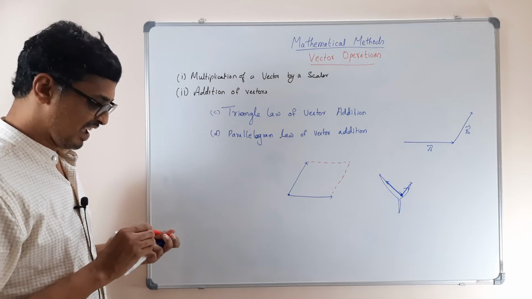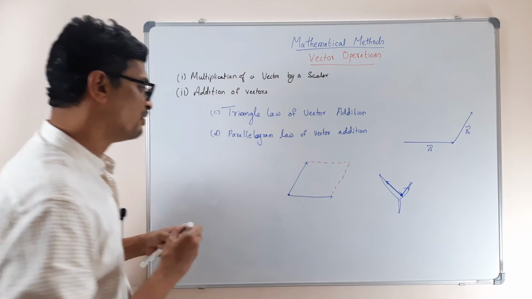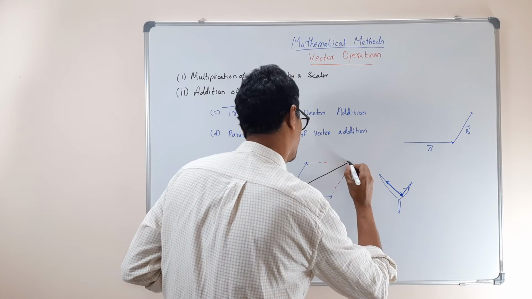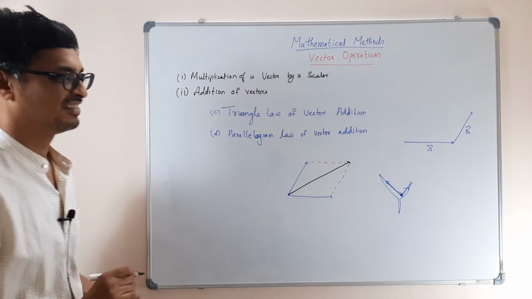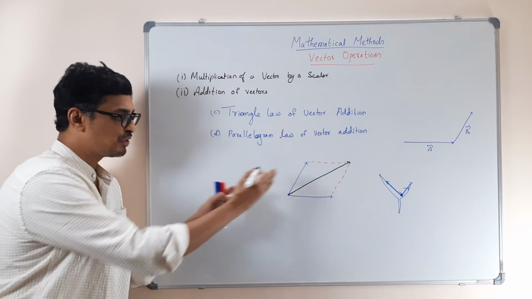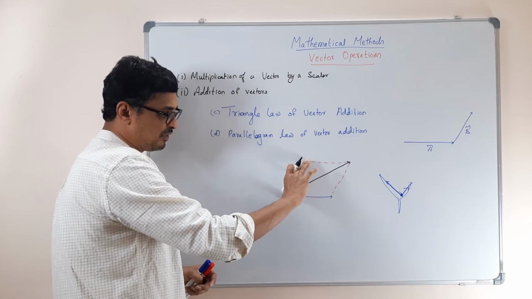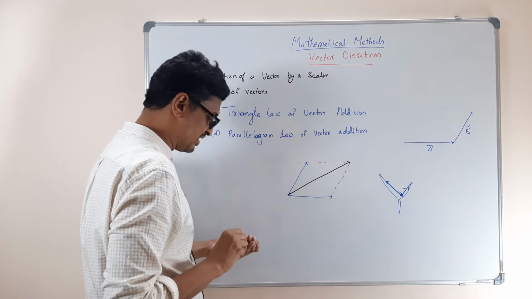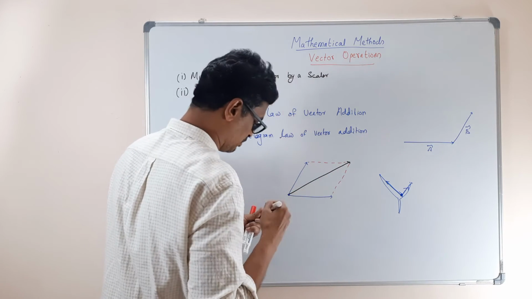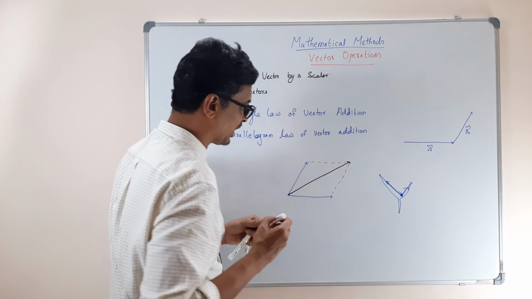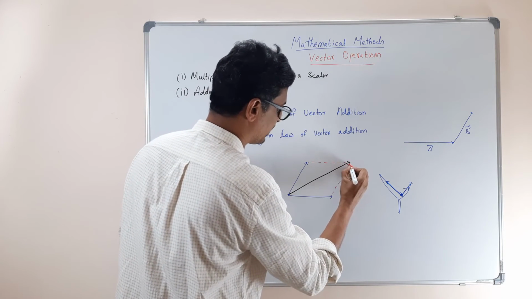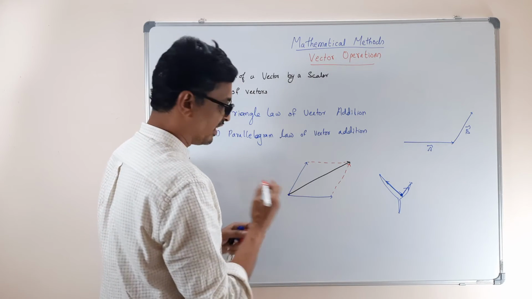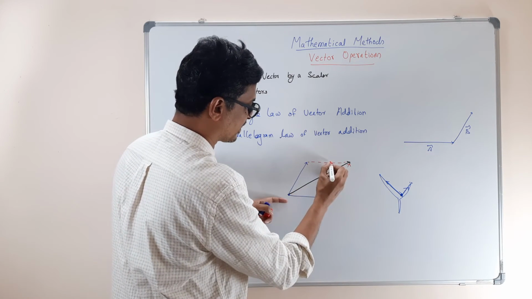Okay? And the resultant vector will be the diagonal. Clear? So you draw the parallelogram with the same magnitude, and draw another vector in this direction. Actually, this is simpler to prove also. So you can take the same direction, and similarly take the same direction here.